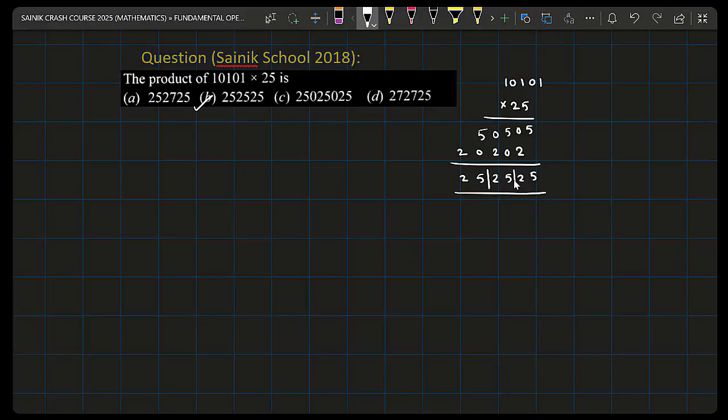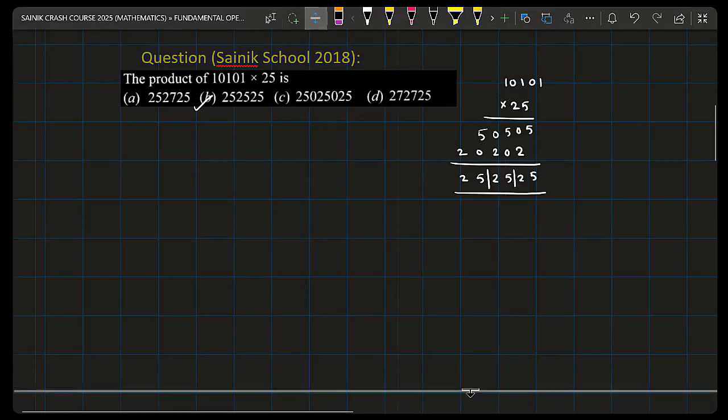Such patterns are very interesting, so let us concentrate on those patterns today. Without doing multiplication, we can write the answer. So this is the answer for this question. I want to discuss that after giving the answer. So the answer is this.